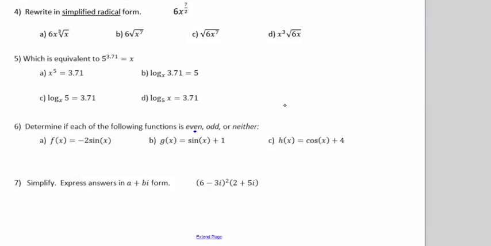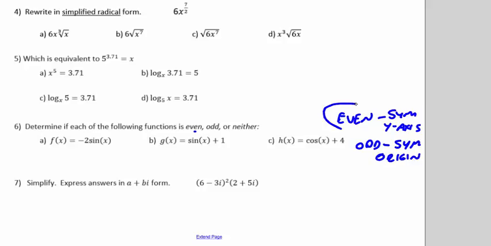All right, so for number 6, make sure you know about even, odd, and neither. Okay, so even, I'm just going to write it here. Even is symmetrical to the y-axis, and odd would be symmetrical to the origin. All right, so just remember that as a side note. So if you graph these with your graphing calculator, I'll just show you what they look like so that you can get an idea what I'm talking about. This one does go right through the origin.